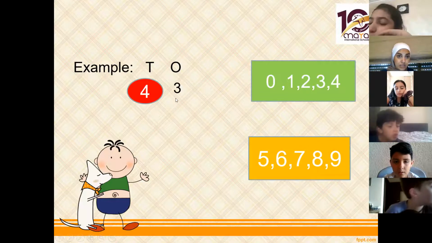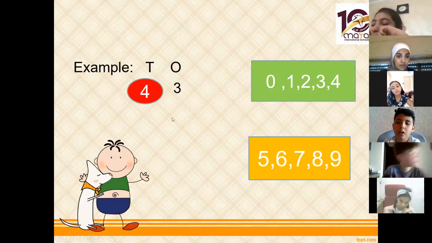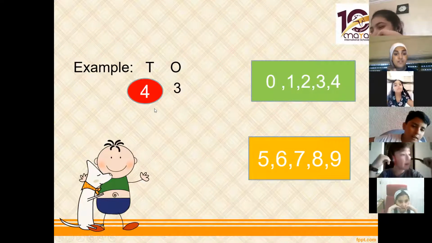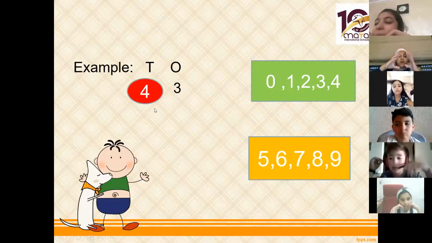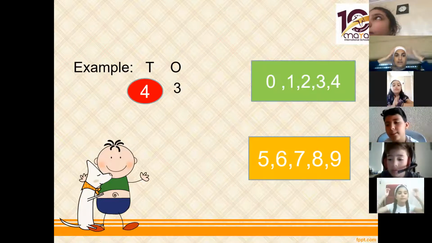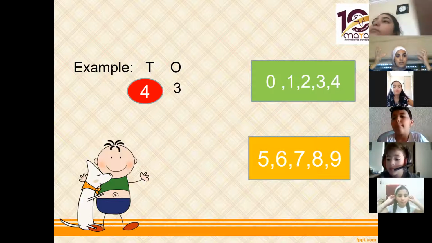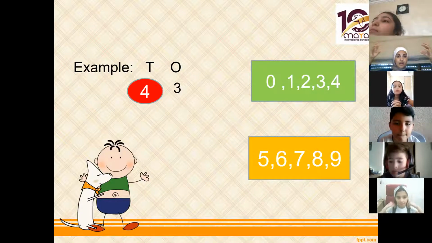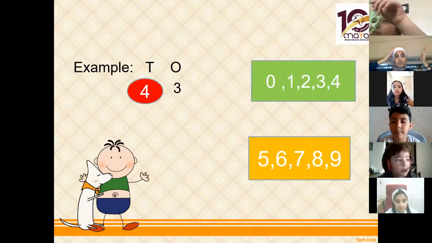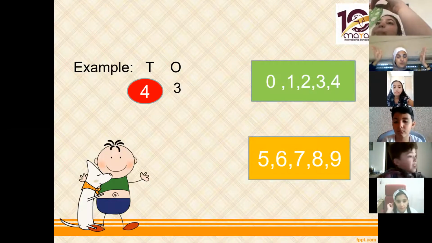Look at the screen. 43. It's 43. Now let's find in our heads the smaller 10 and the bigger 10. What are the 10s that are around 43? 40 comes before, and what's after 43?